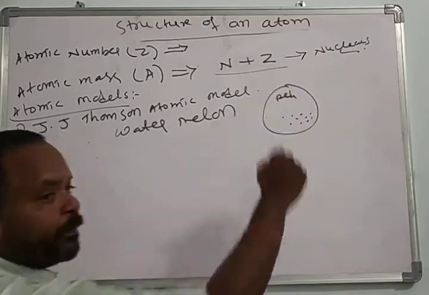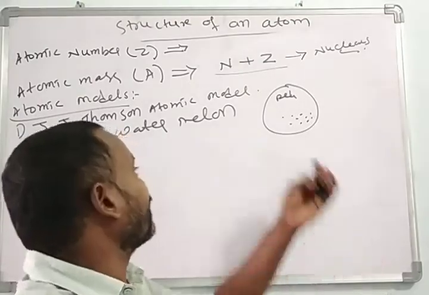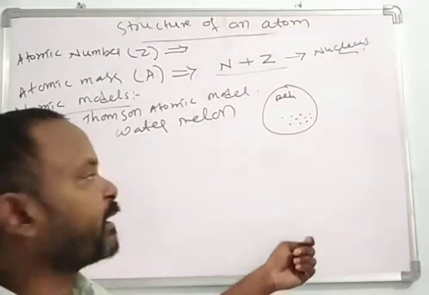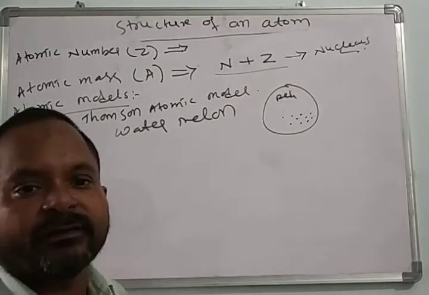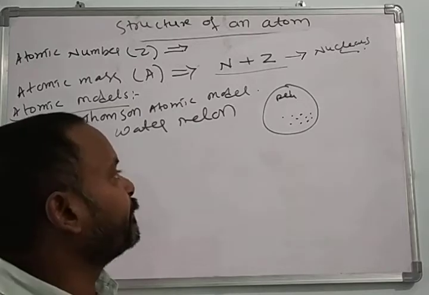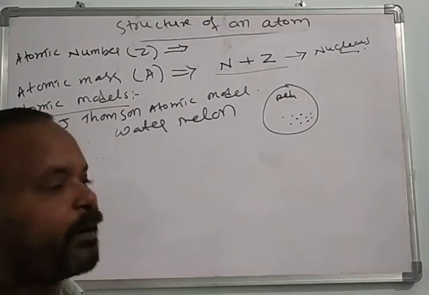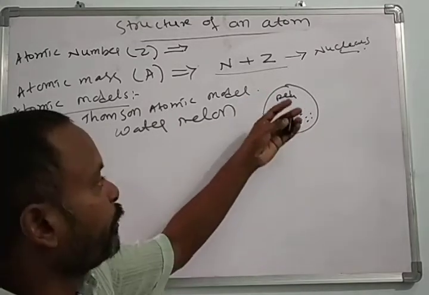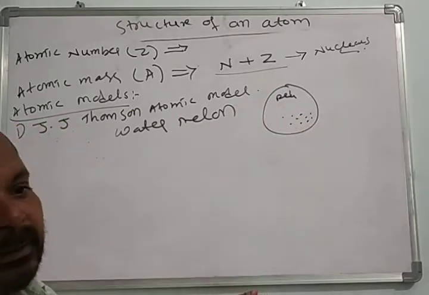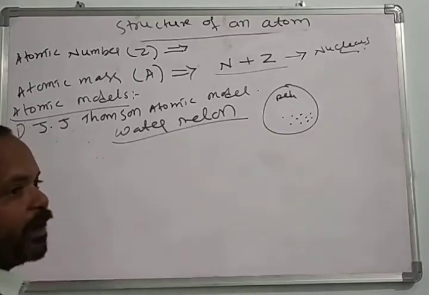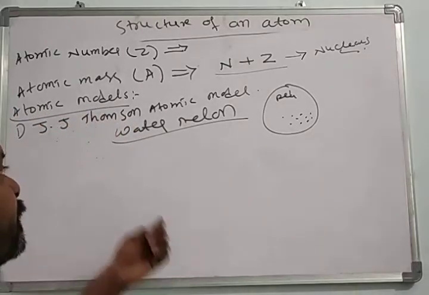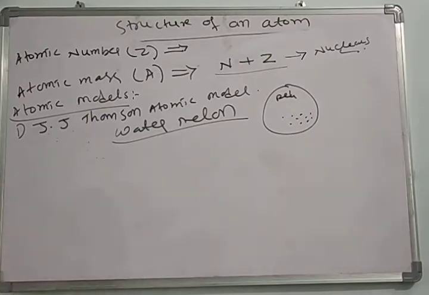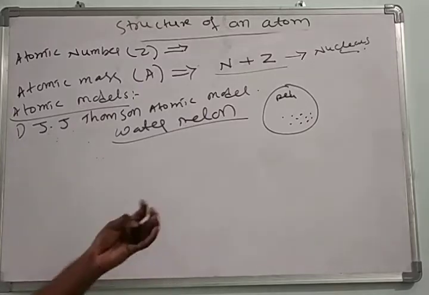The red material is considered as the mass of an atom, and the seeds are considered as electrons. That means electrons are completely dispersed into the total mass of the atom, like the mass of this watermelon. So we call this the watermelon model. It also appears like a plum pudding with raisins, so we call this model the plum pudding model or plum raisin model.